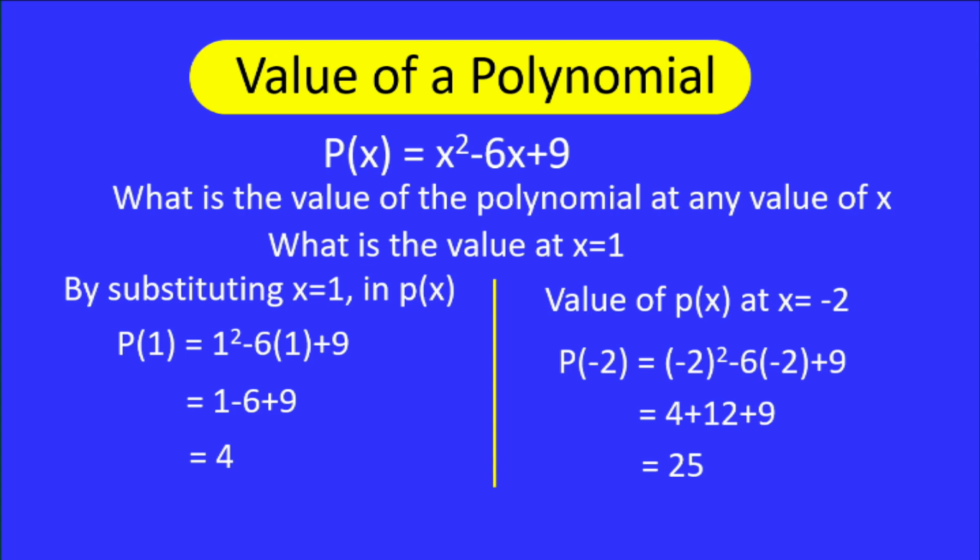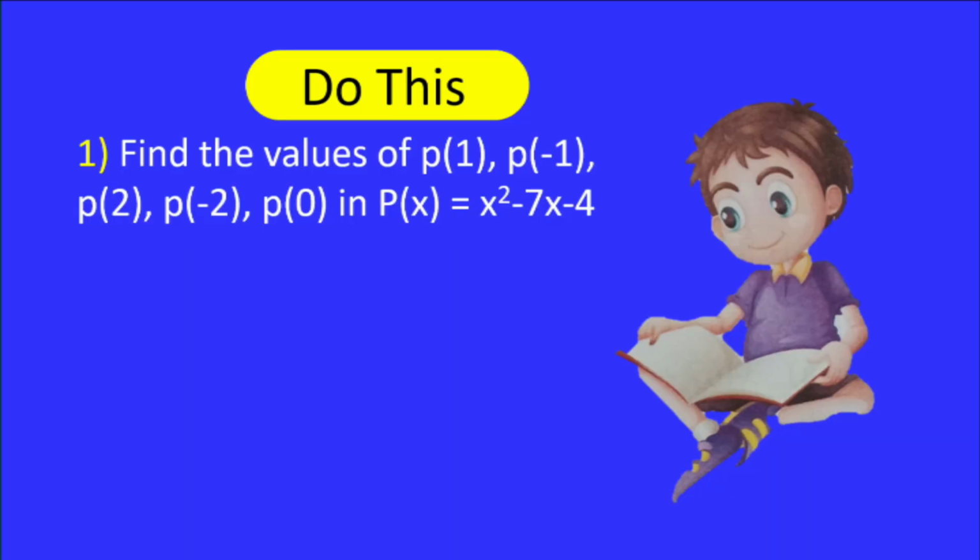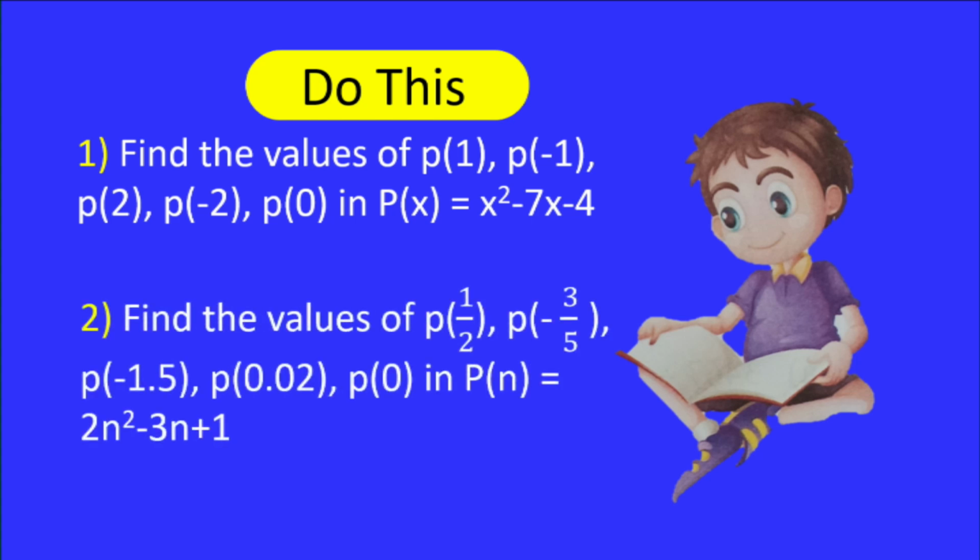Okay. Particularly these things. So now I will give you a small task. Try to write in your notebook and try to solve. Find the value of this polynomial at p of 1, p of minus 1, p of 2, p of minus 2 and p of 0. Okay. And one more example here. Find the values of p of 1 by 2, p of minus 3 by 5, p of minus 1.5, p of 0.02 and p of 0 in p of n equal to 2n square minus 3n plus 1.